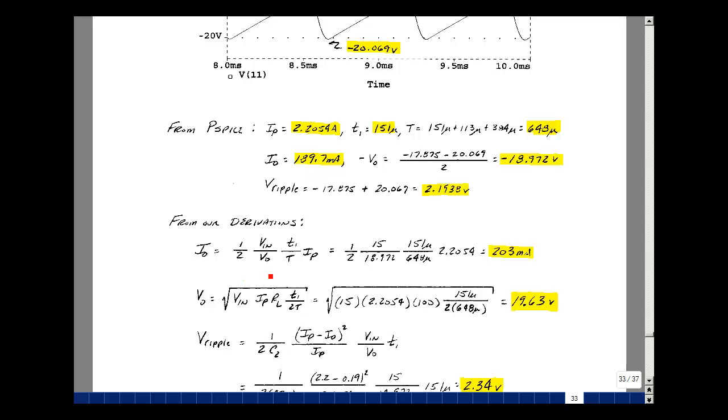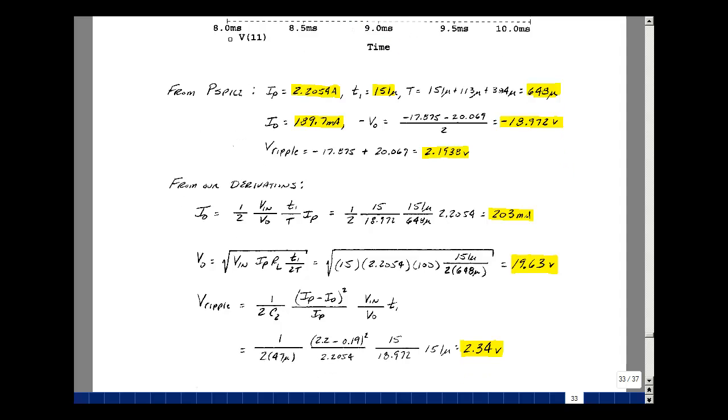These are approximation formulas where we threw away the drop across the diode, and our output voltage is the square root of Vin of 15, the peak of 2.2054, a resistive load in this case of 100 ohms, T1 of 151 microseconds, and then a period of 648 microseconds. And that gives me an output voltage of 19.63. And again, we define this as a positive quantity, but that node voltage would be a minus 19.63. And here we're calculating a minus 18.97.